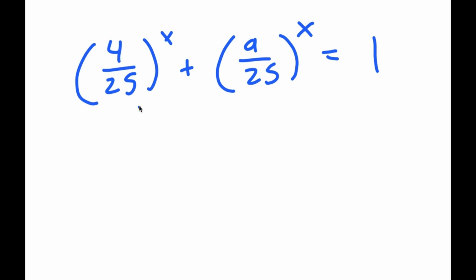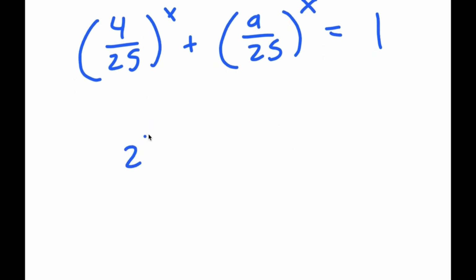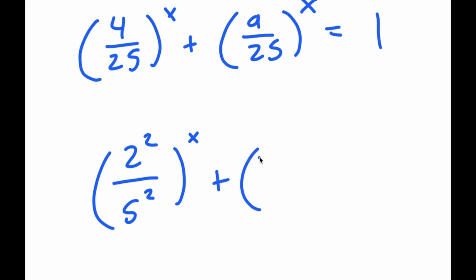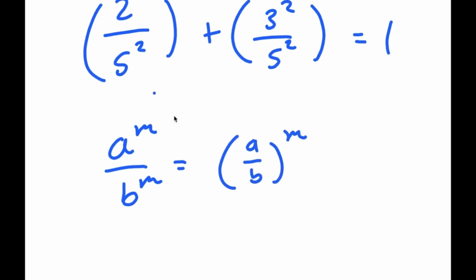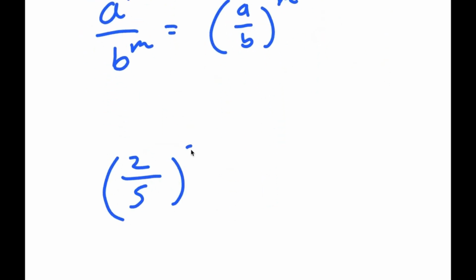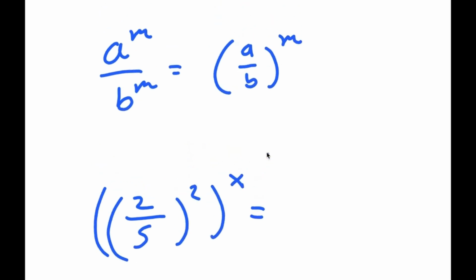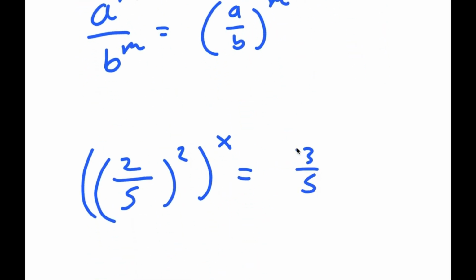From here, I can rewrite 4 over 25 as 2 squared over 5 squared. And I can rewrite 9 over 25 as 3 squared over 5 squared. And now, if I have something in the form a to the power of m over b to the power of m, remember, this is equal to a over b to the power of m. So 2 squared over 5 squared turns into 2 over 5 squared. And the same thing with 3 squared over 5 squared. So I get 3 over 5 squared.